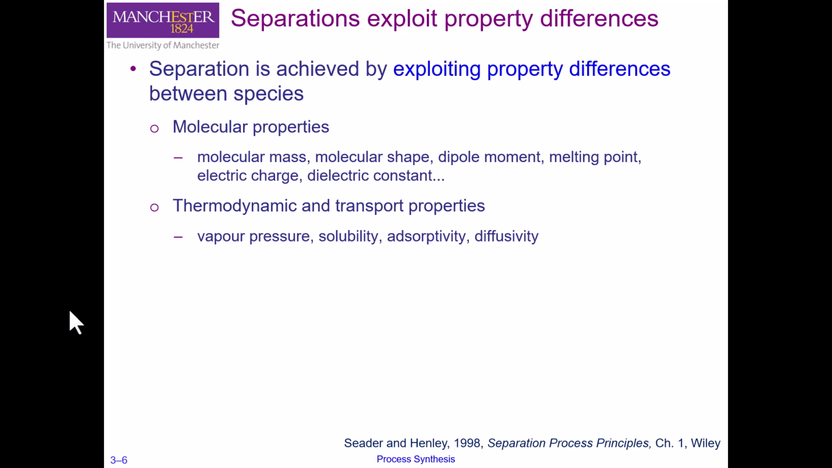We can have molecular properties or thermodynamic and transport properties. In terms of molecular properties, we can look at molecular mass, the shape of the molecule, or its electric charge. In terms of thermodynamic properties that we are more familiar with, we can have differences in vapor pressure or differences in solubility between different phases. We can have adsorptivity in different solid adsorbents, or we can have diffusivity, which means how fast the molecules travel, for example, in a fluid.